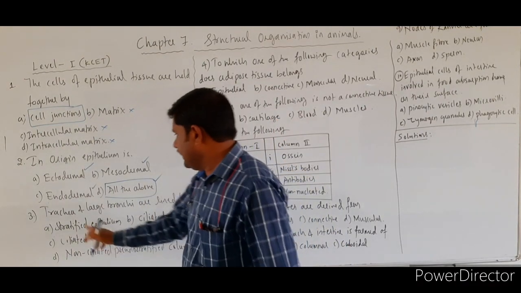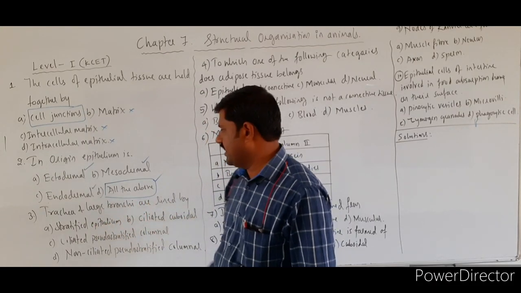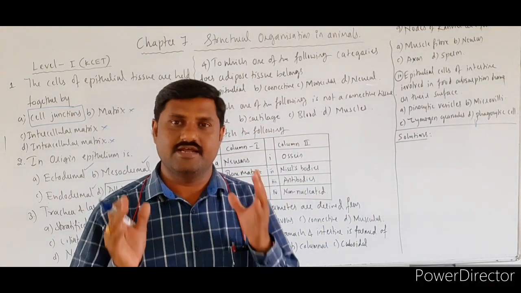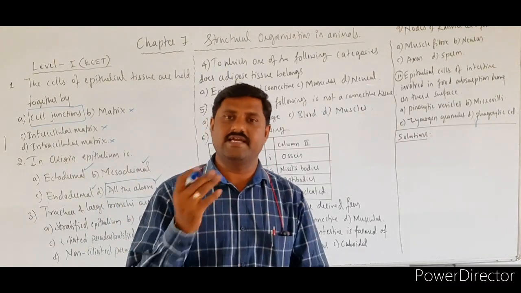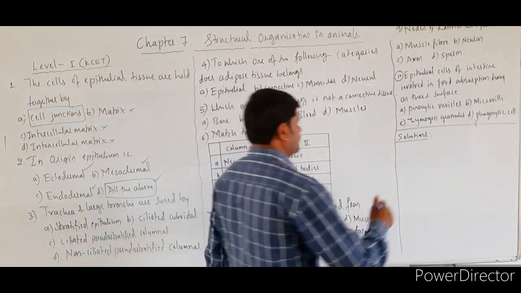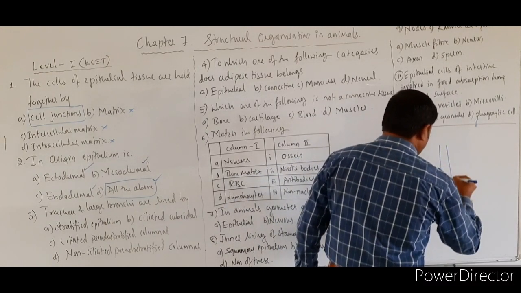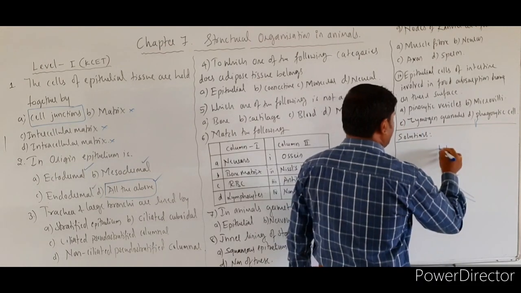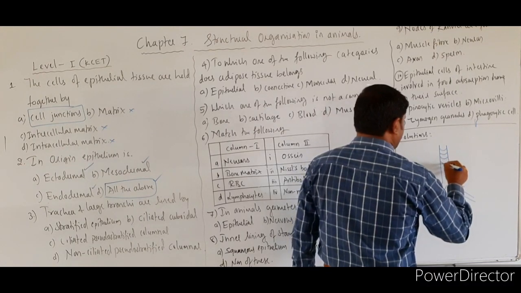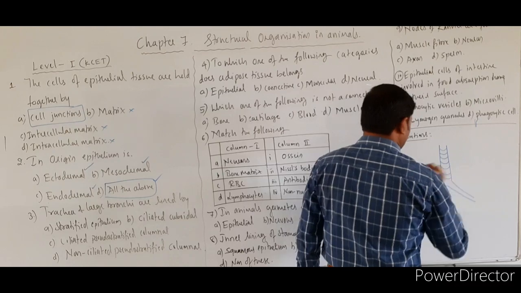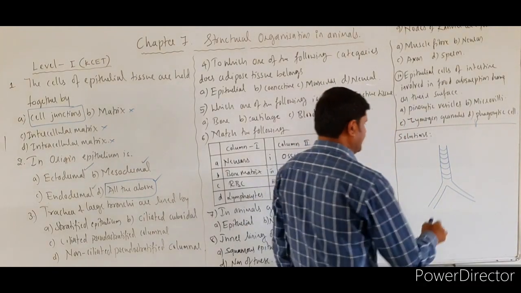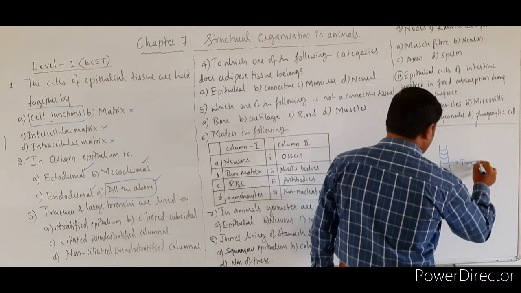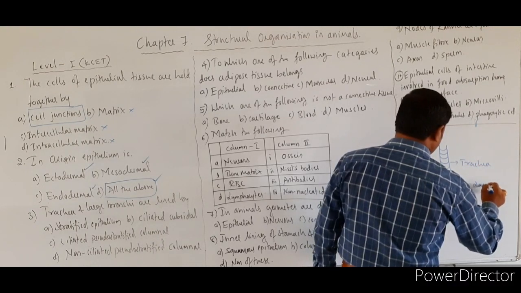Next question: trachea and large bronchi are lined by? Trachea as well as large bronchi. Let us see diagrammatically first where and how they are, and later we'll see what they are lined with. This is the trachea, the respiratory tract, and it is broken into two large bronchi. The trachea has semicircular or C-shaped cartilaginous rings, and this one also has them. This is called the trachea, and this is called the large bronchi.